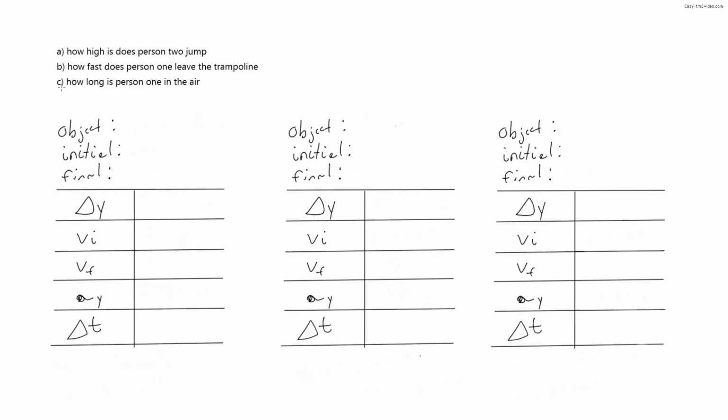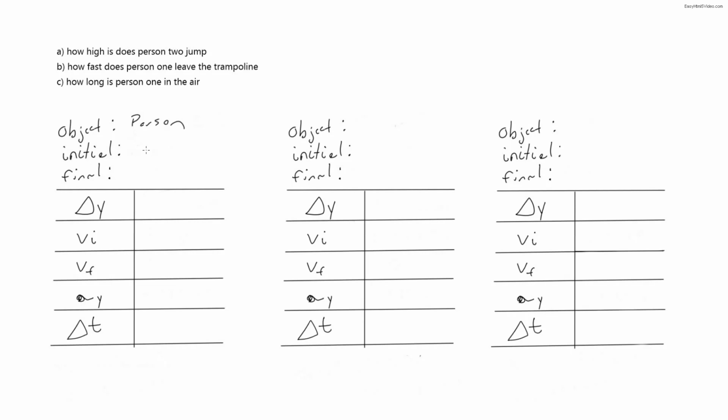So how I like to solve a kinematics problem is simply create this sort of chart here, and this will help get your thoughts in a line and figure out what you're solving for. So in this case, for problem A, we're solving for person two's jump, and we have to choose an initial and final state that we want to use in these equations. It's good to choose states you know something about.